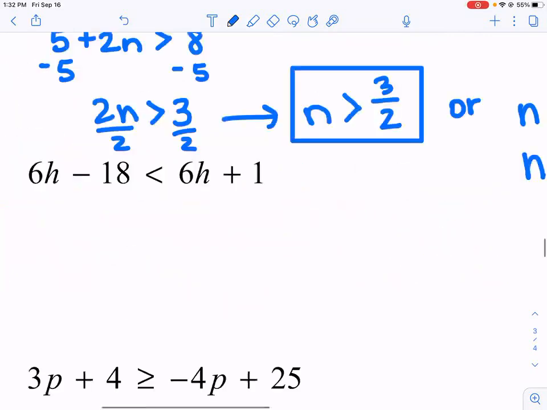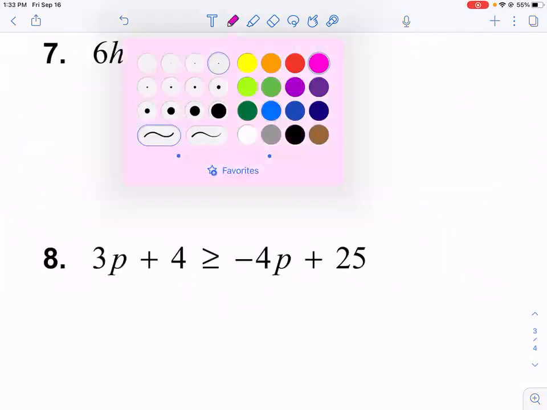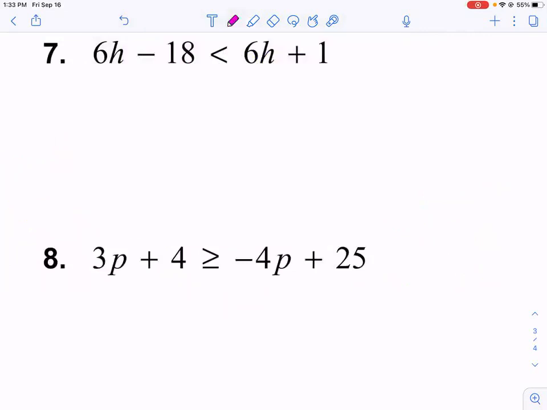All right, now number 7 is a very important one to talk about. Peyton already sees what's happening. Holden, what should we do to both sides? Okay, we want to get the h's to the left side. So I'm going to take this 6h and we're going to subtract it from both sides. Uh-oh. Negative 18 is less than 1.